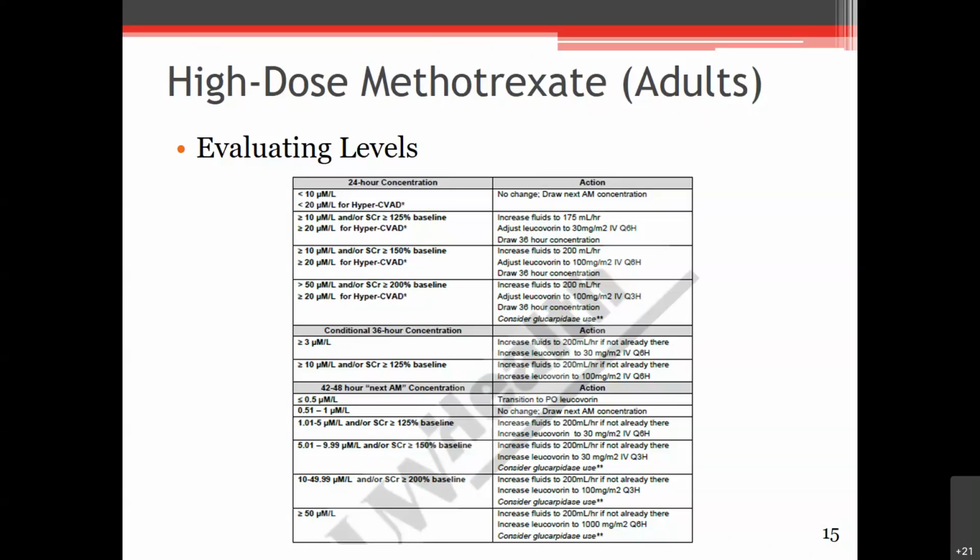On B66, we do have a rule that methotrexate must be started by 2100, and we've done this in an effort to try to minimize the number of levels that are coming back really late.